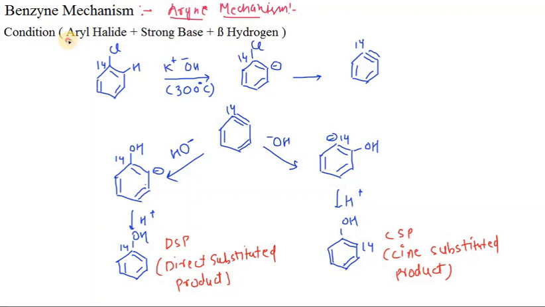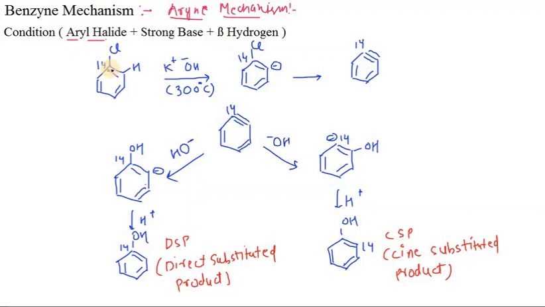The condition is that there should be an aryl halide. This is the aryl group and this is the halide group, and a strong base must be there, and along with the strong base, a beta hydrogen must be present. There should be a mandatory presence of beta hydrogen. So we know what beta hydrogen is.